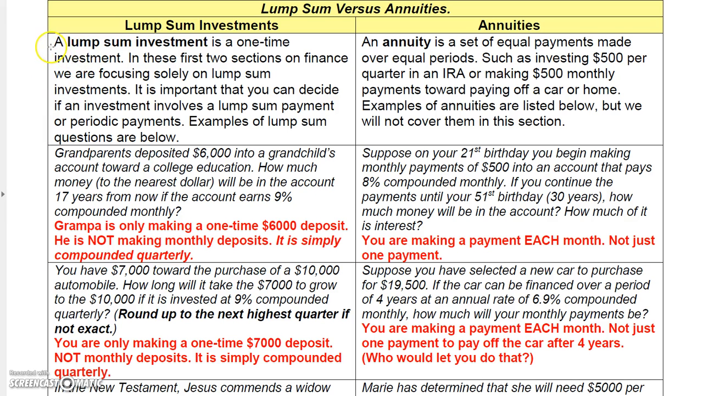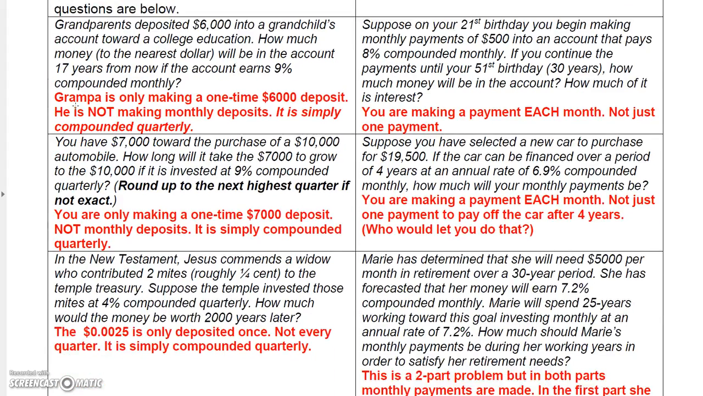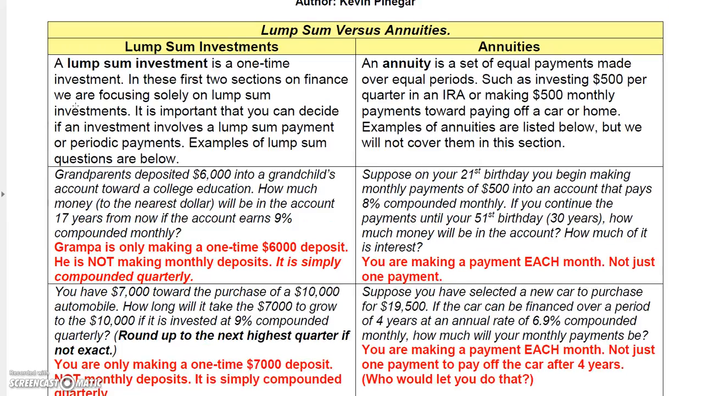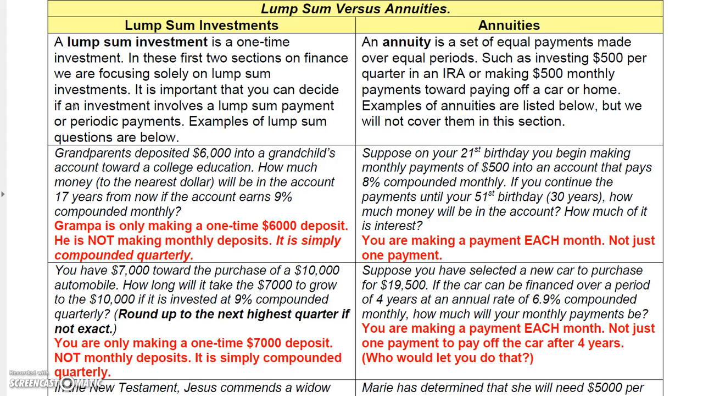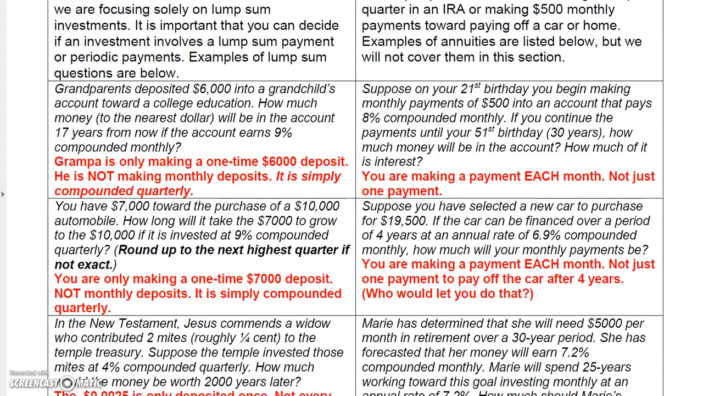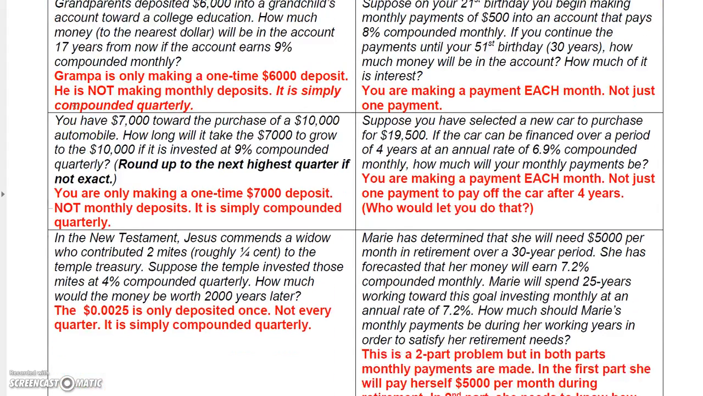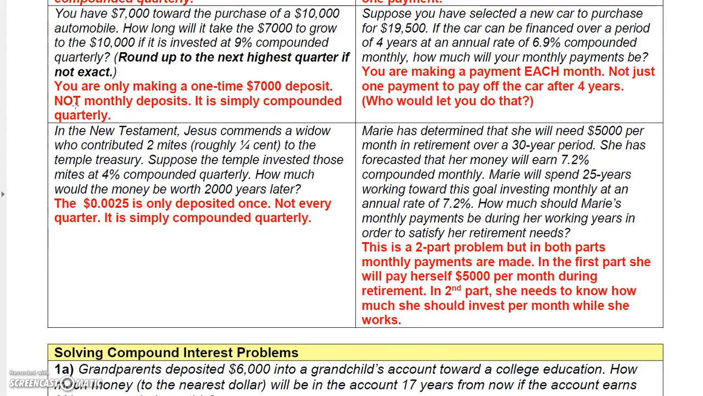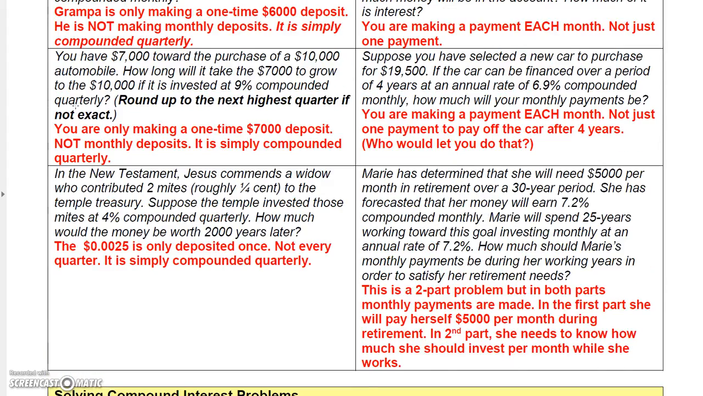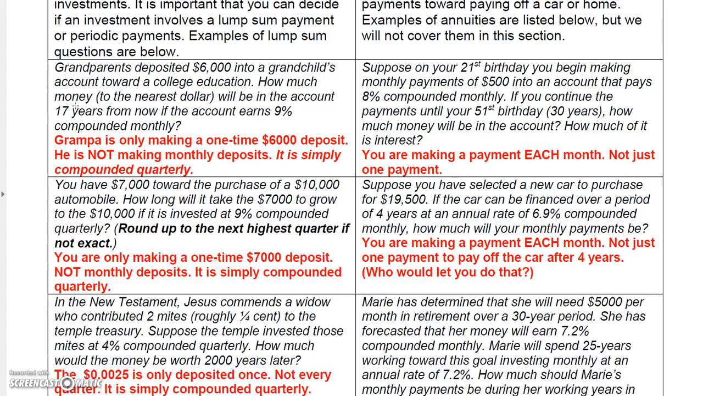I'm going to leave these for you to read, but make sure you read these examples so that you understand the difference between lump sum investments and annuities. So on the left I have lump sum examples, and on the right I have annuity examples. And we don't cover annuities in this section, but I wanted to go ahead and make it clear to you the difference between lump sum and annuities.